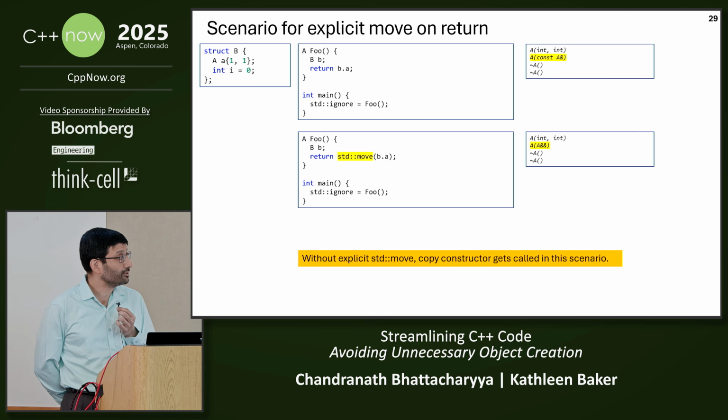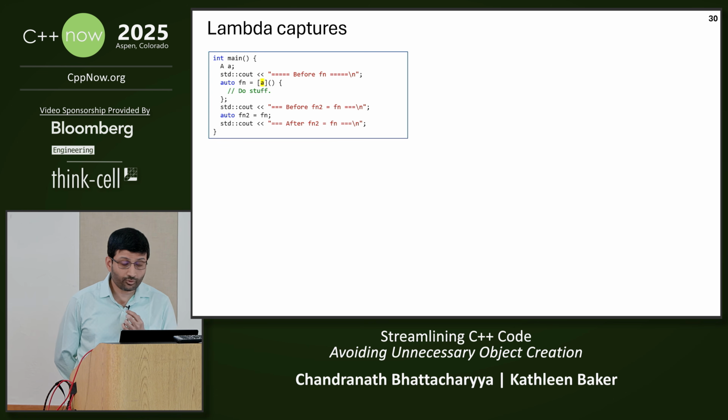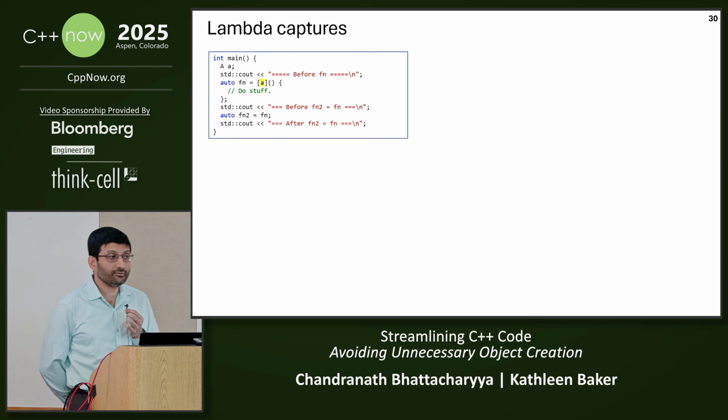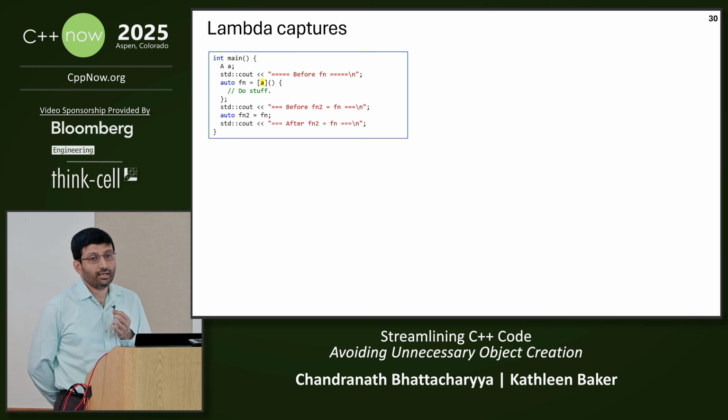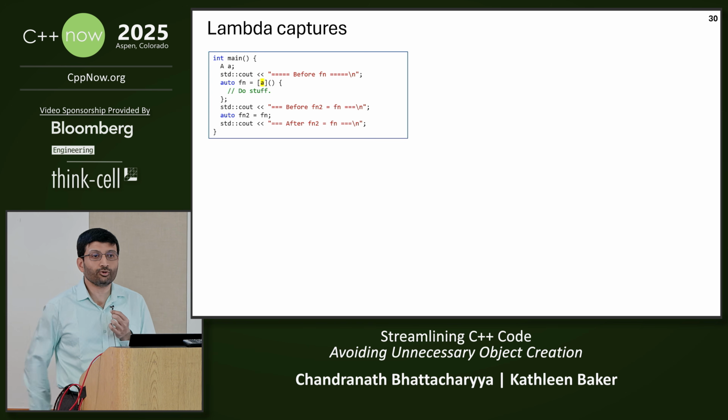Okay, moving on, next scenario, lambda captures. Okay, here's some piece of code, very simple code. We just create an object of type A, and then first of all, we create a lambda, and then capture by value. And later down, we do that auto fn2 equals fn, which means that we are copying that lambda.